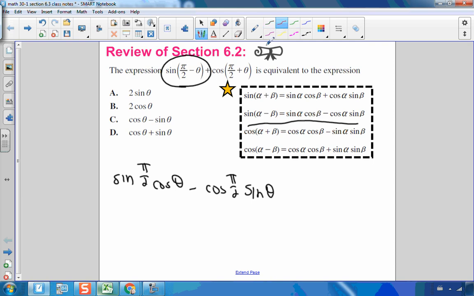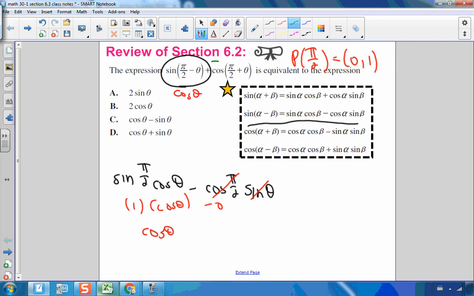So sine of pi over 2 and cos of pi over 2. If we look at our unit circle, the point pi over 2 on the unit circle has a coordinate of (0, 1). It is a y-intercept, which means that cosine is 0. So 0 times anything gets rid of that. And sine of pi over 2 is 1. So I'm going to have 1 times cosine of theta. So this whole thing, because it's subtracting 0, is just cos of theta. Okay, so this right here is cos of theta.